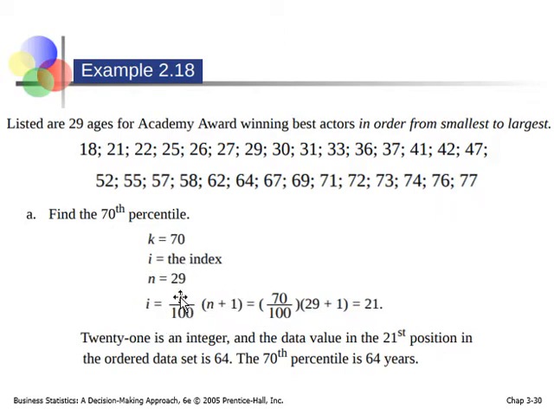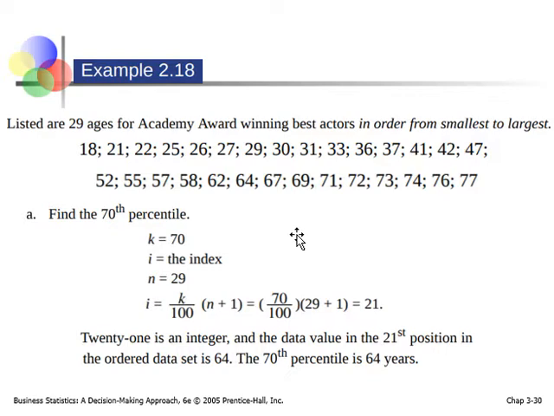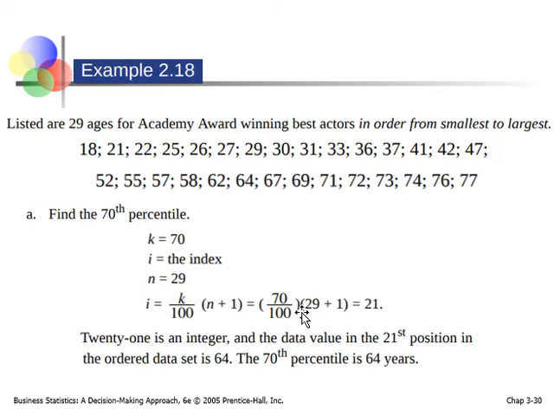So we will use this formula. We have K equals 70, so we have 70 divided by 100. 100 is a constant in your formula. Then n, which is 29, plus 1. 1 is again a constant here. So, plus 1, and then if we solve this, we will have 21. Meaning, the 70th percentile is at the 21st position of our data set.